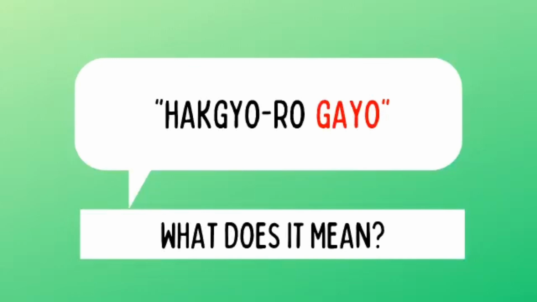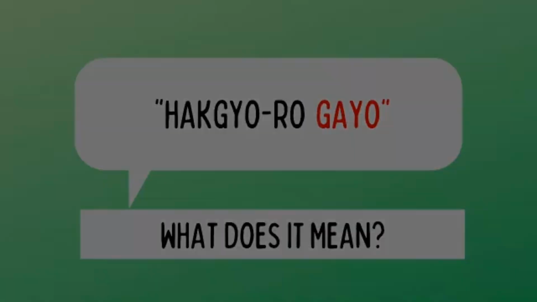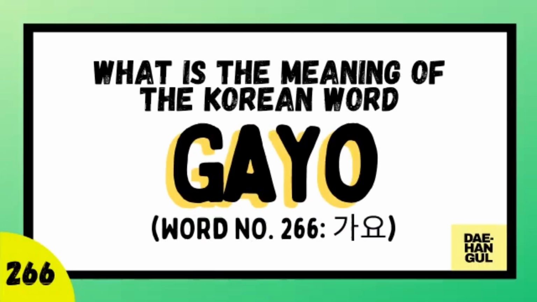학교로 가요. What does this sentence mean? If you notice, the word in red letter is gayo. Because today, on One Korean Word a Day here at Dae-Hangul, we're going to study about the word gayo. Let's start.